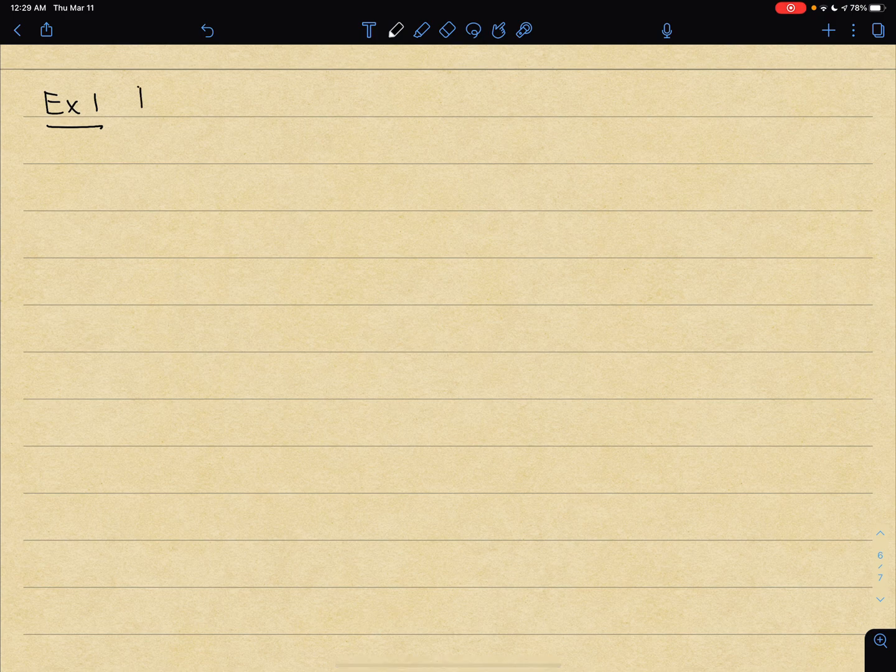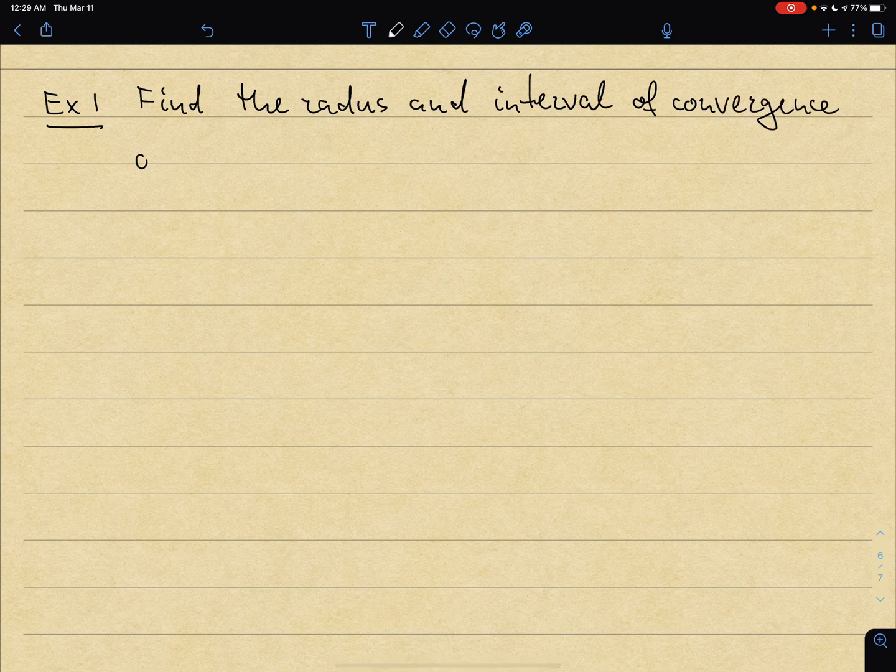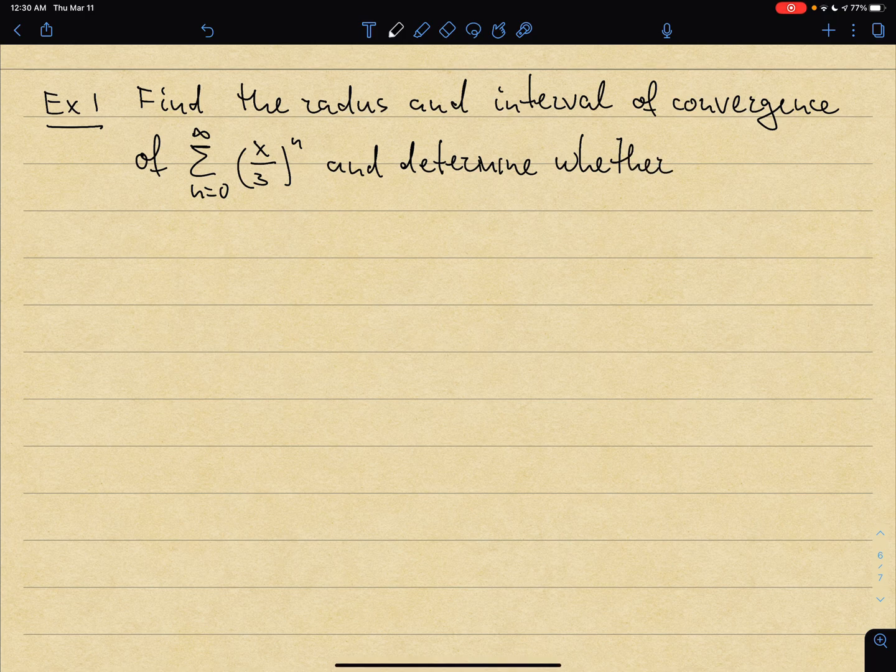Find the radius and the interval of convergence of the series, let's say, (x over 3) to the power n, and determine whether the sum of a series is a continuous function.